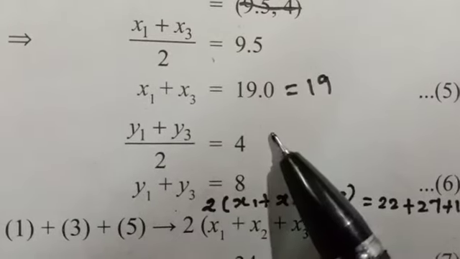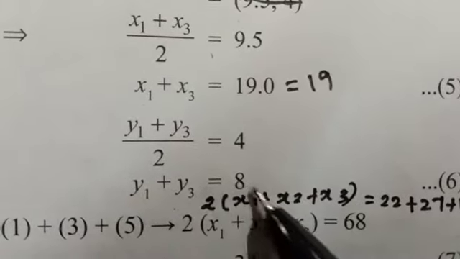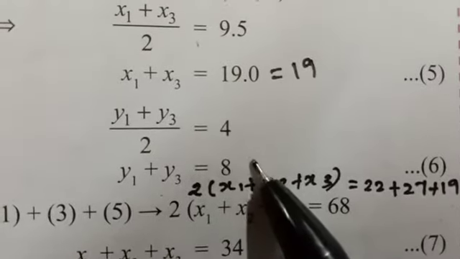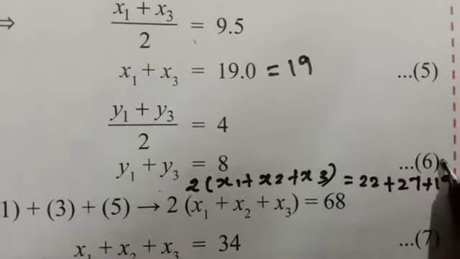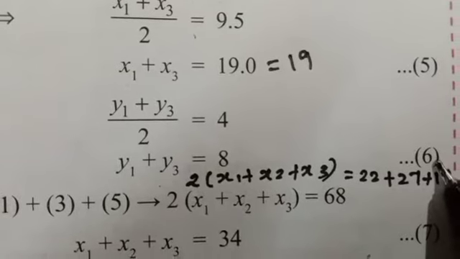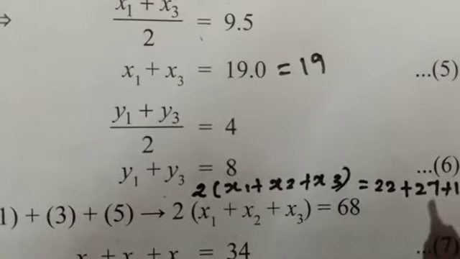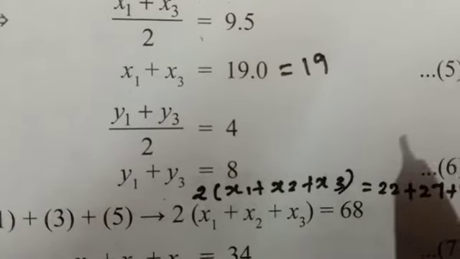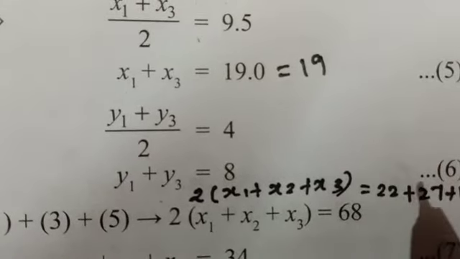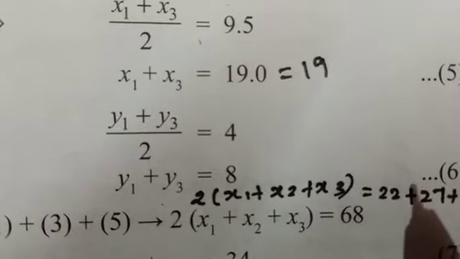This 2 transposes here, and it becomes 4 into 2, 8. So y1 plus y3 is equal to 8. We call it equation number 6. Using the first midpoint, we get 2 equations. Using the second midpoint, we get 2 equations. For the third midpoint, we get 2 equations. Totally we have 6 equations.